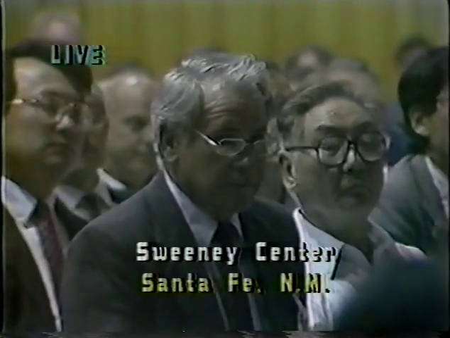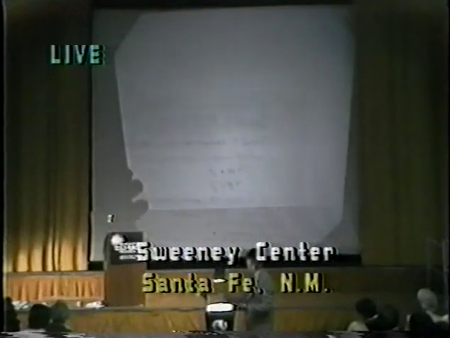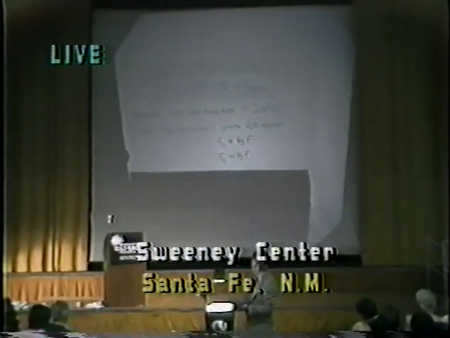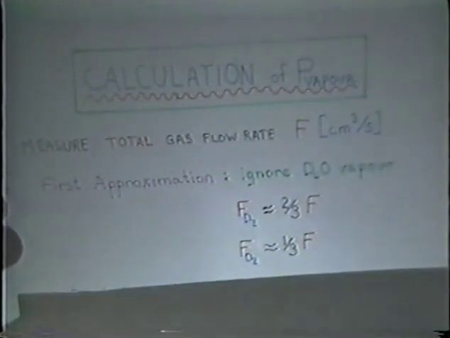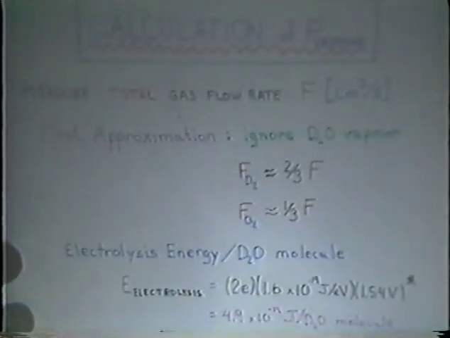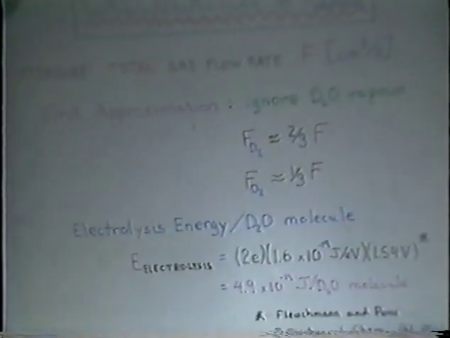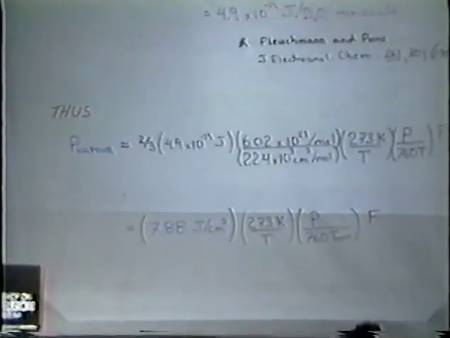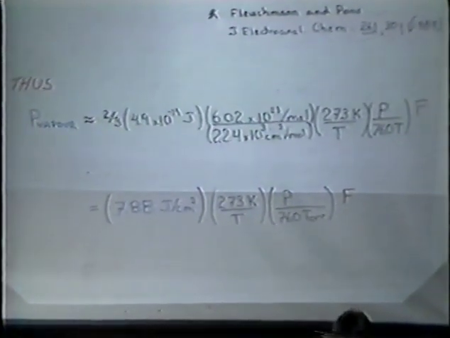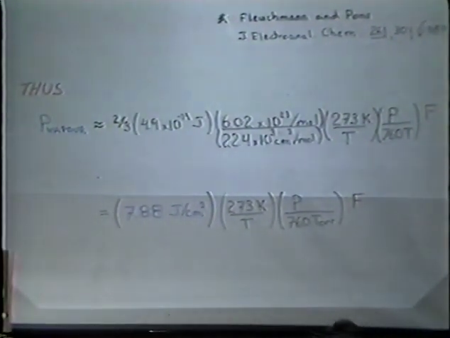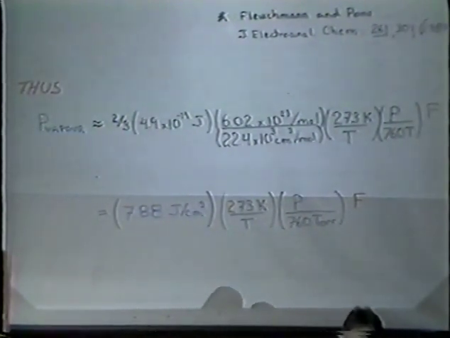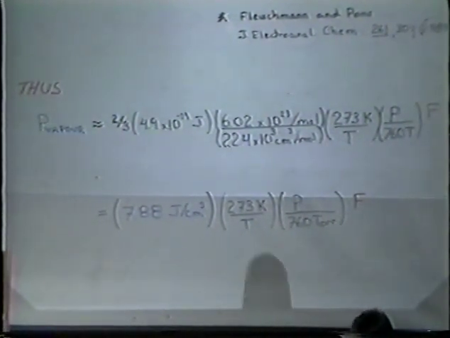The most naive approach, of course, where most people probably started, you realize very quickly that you have to go further. You measure this flow rate, and you say that 2/3 of the gas coming off is D2, 1/3 is due to the O2. And you can work out a number which tells you how much energy, the electrolysis energy, that this represents. And finally, you can write out an expression for how much energy is carried away by this vapor. You realize right away, of course, that there are a lot of problems with this. The most notable problem is that you haven't included the finite vapor pressure of the D2O.